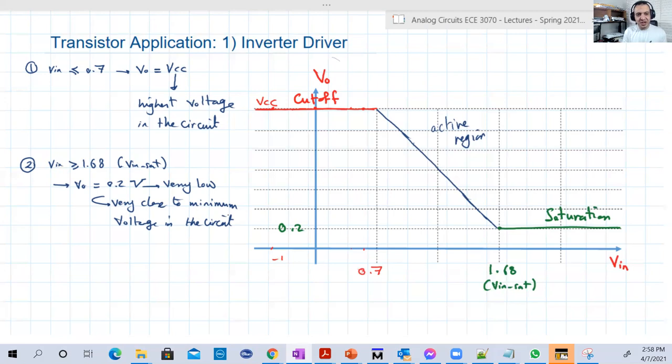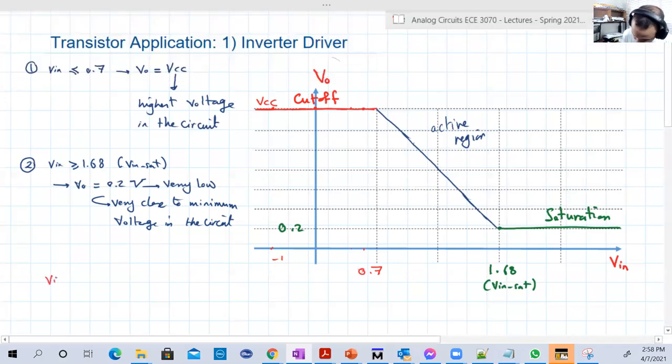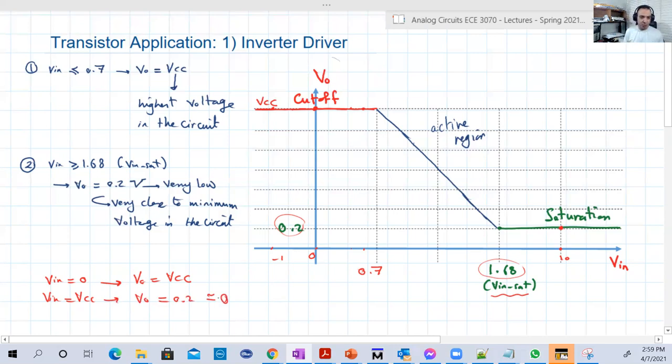So look, they are opposite to each other. Let's try this experiment. What if we put the input equal to zero? What's going to happen? When the input is equal to zero, the output will be VCC. And let's now put the input equal to VCC, which is, let's say, 10 volts. 10 volts, of course, is greater than 1.68, which is the V input sat. So what is the output in that case? It's 0.2. And let's approximate it to zero for a moment.